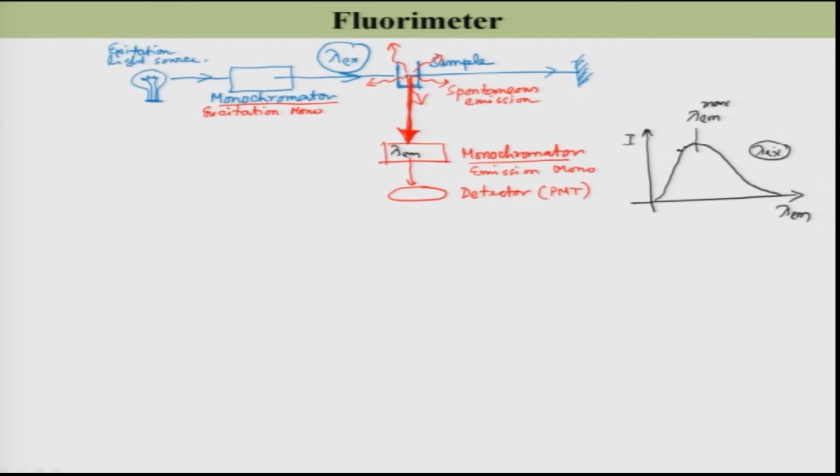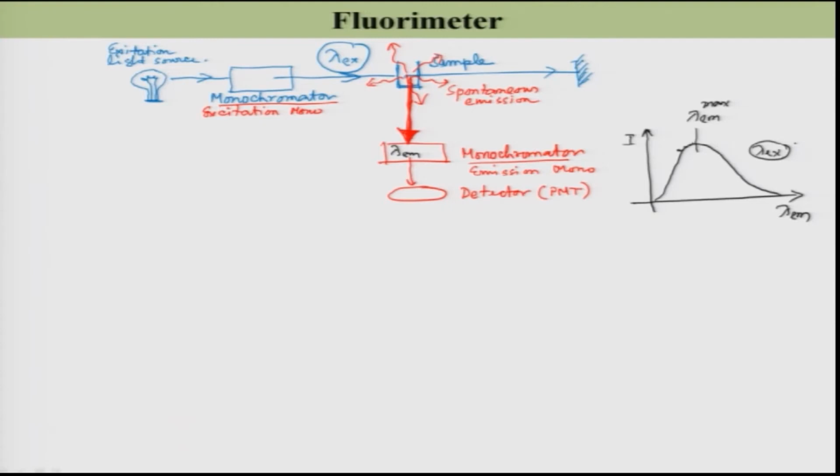And you know as per Kasha's rule, this emission spectra will not depend on this lambda excitation wavelength. So, even if you change this lambda excitation a little bit here and there, this emission spectra will remain as it is, right. Okay. So, this is a very simple instrumentation for my fluorimeter, right. However, I would like to point out several problems with this.